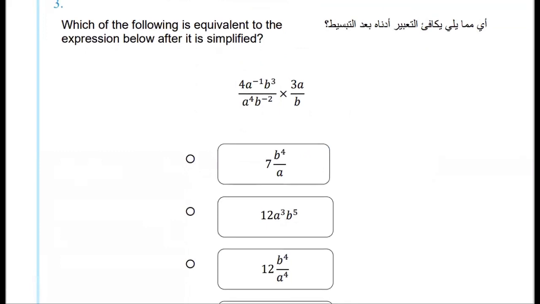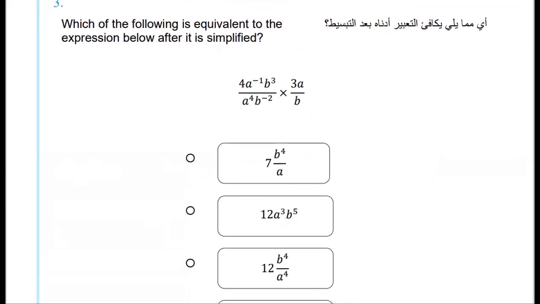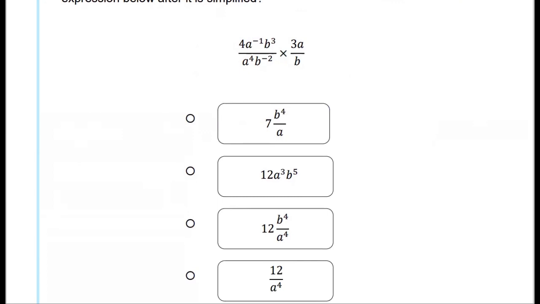Which of the following is equivalent to the expression below after it is simplified? 4a to the negative 1, b cubed, over a to the 4, b to the negative 2, times 3a over b.